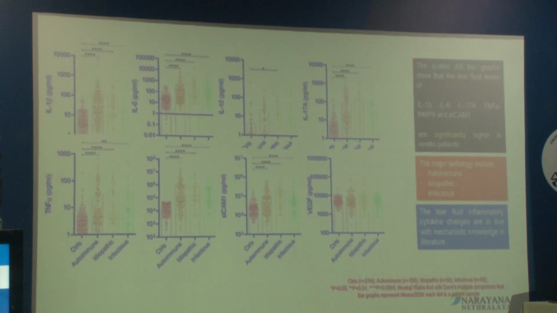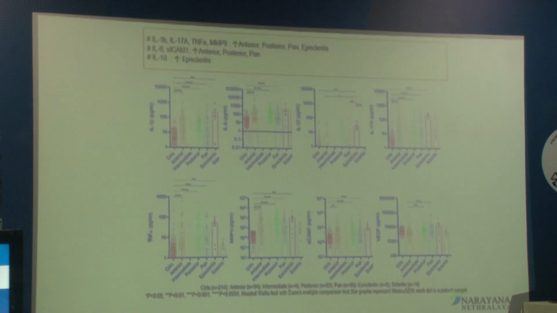This is a scattered dot bar graph which shows that IL-1 beta, IL-6, IL-17A, TNF alpha, MMP9 and sICAM levels were significantly elevated in uveitic patients, and the major etiology involved was autoimmune, followed by idiopathic and infectious. In anterior, posterior and pan-uveitis, IL-1 beta, IL-17A, TNF alpha and MMP9 were elevated, while IL-6 and sICAM were mainly elevated in anterior and posterior only. Episcleritis patients had high IL-10 levels.